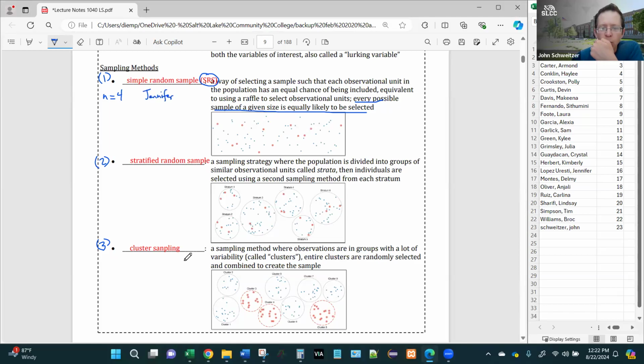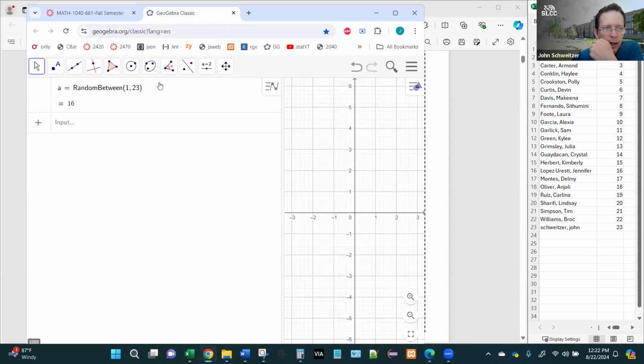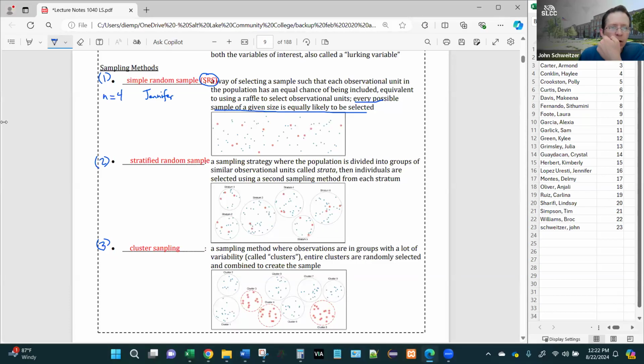Great. So we want 4 people, so we go back to GeoGebra, and I'm going to come over here. I'm going to hit enter again, and now we have 3. Person 3 is Armand. Okay, and I believe Armand is here. Yep. Armand, you are in our first sample there, a simple random sample. And we just keep going until we get 4 people.